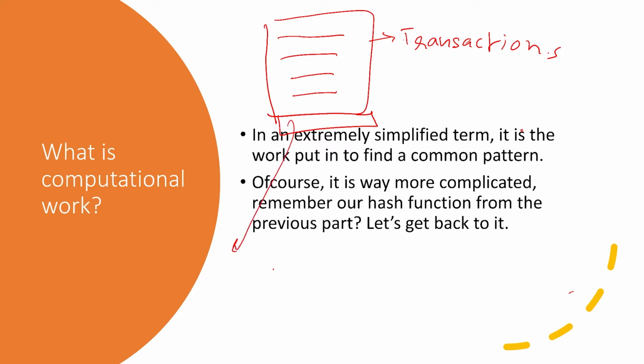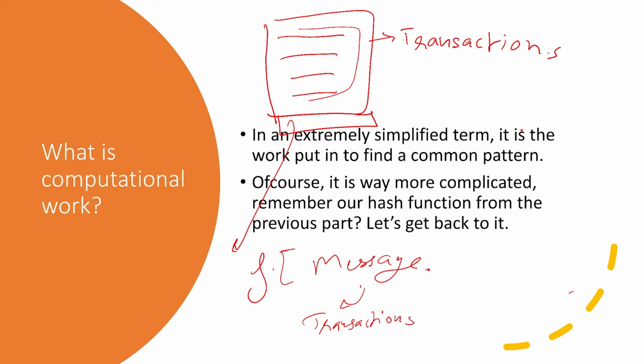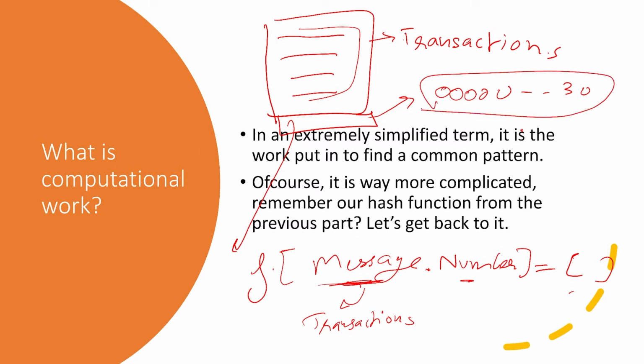Let's understand. What we have to do is pass all these transactions as a message. This message is the culmination of all the transactions. Along with this, I want to send a particular number such that a particular pattern is generated. Let's say for this particular block, I want to generate a number whose first 30 digits are zeros. So I need to find a number that, when coupled with this message, will give us this required pattern. And this is exactly what computational work is.